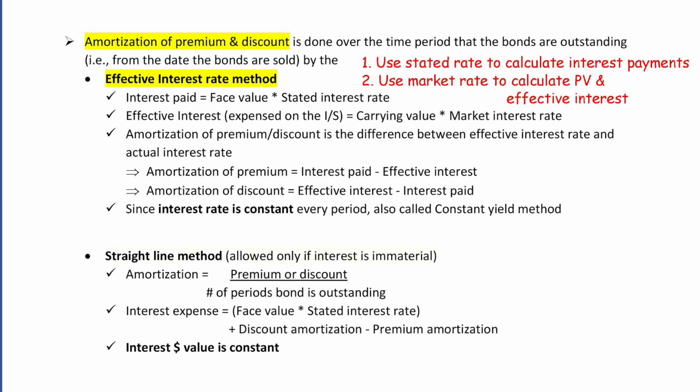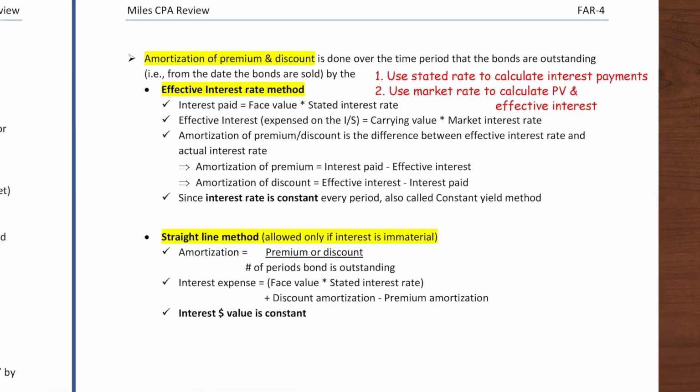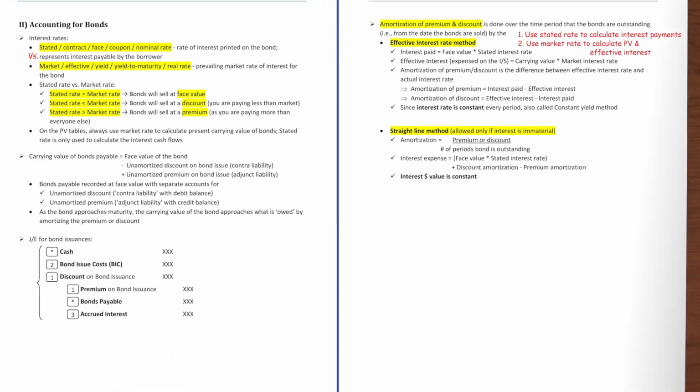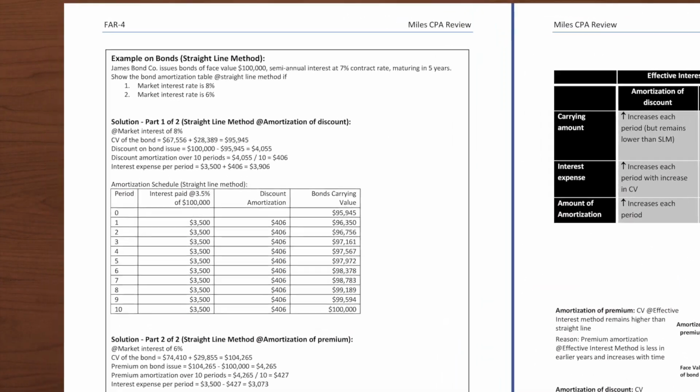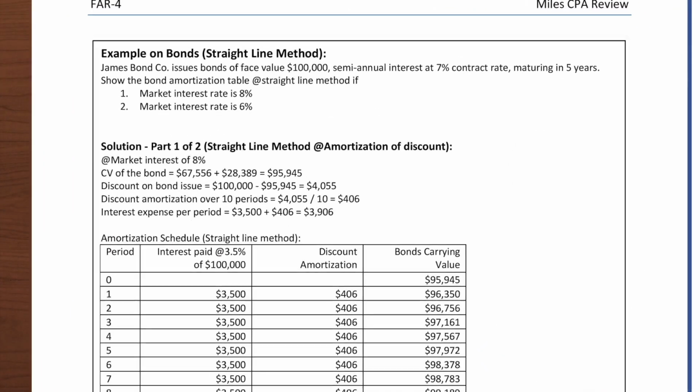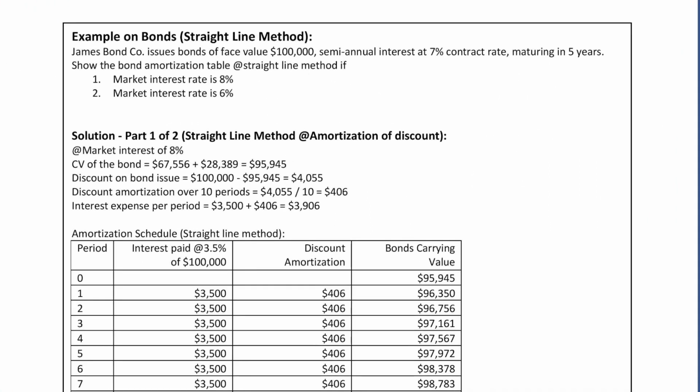Then highlight straight line method, allowed only if interest is immaterial. Now jump on to page 12, where we look at the straight line method of amortizing bond premium or discount. So put a box around straight line method and write not allowed unless interest is immaterial.